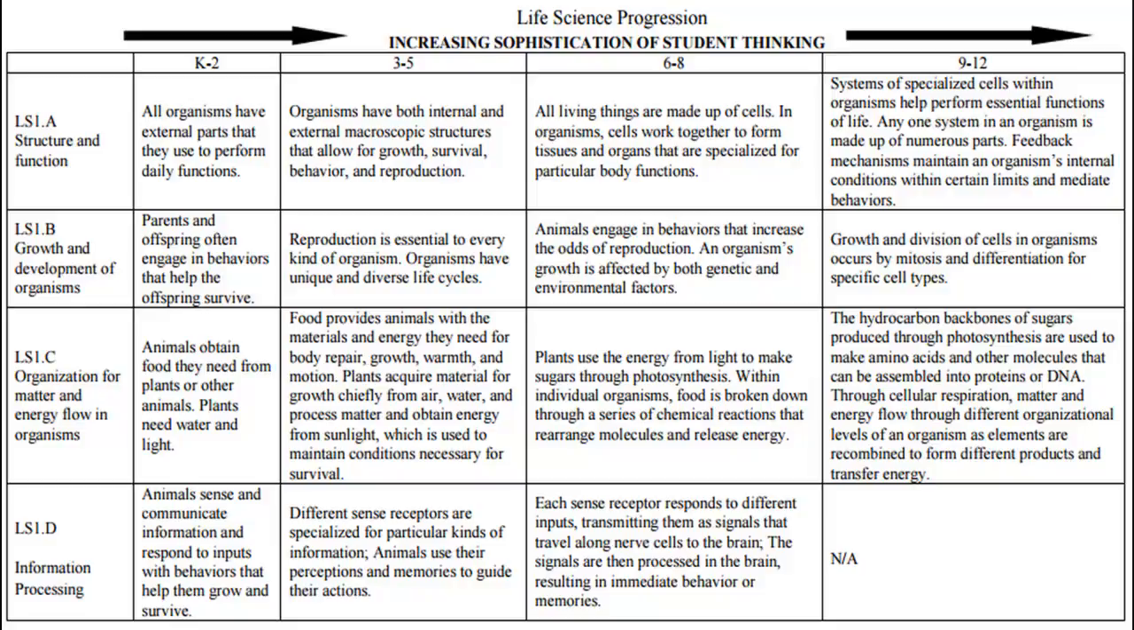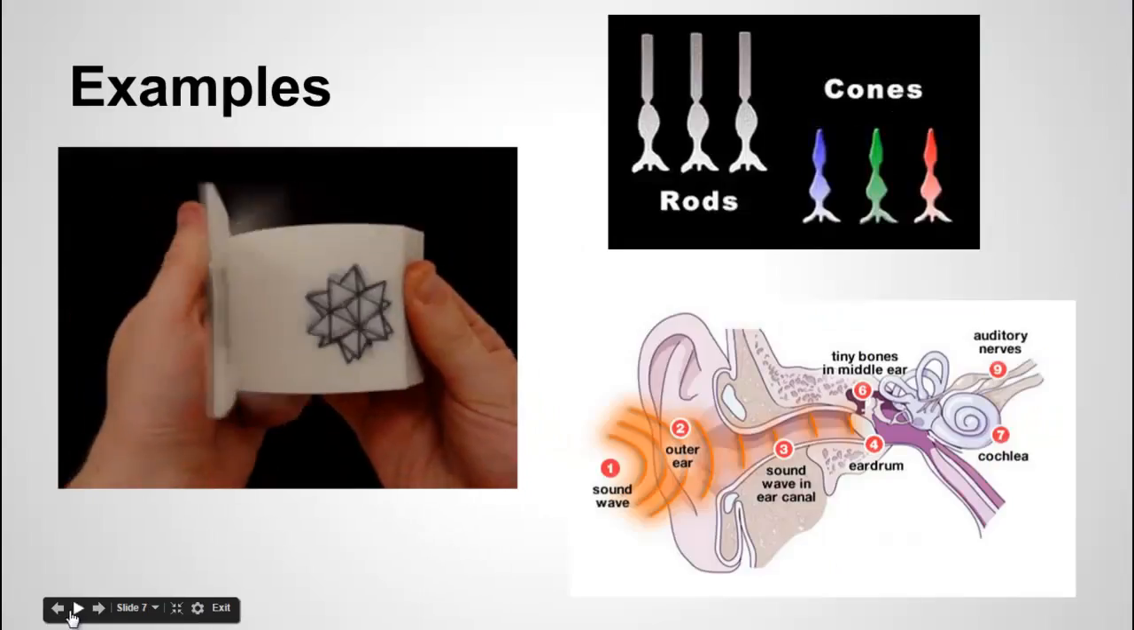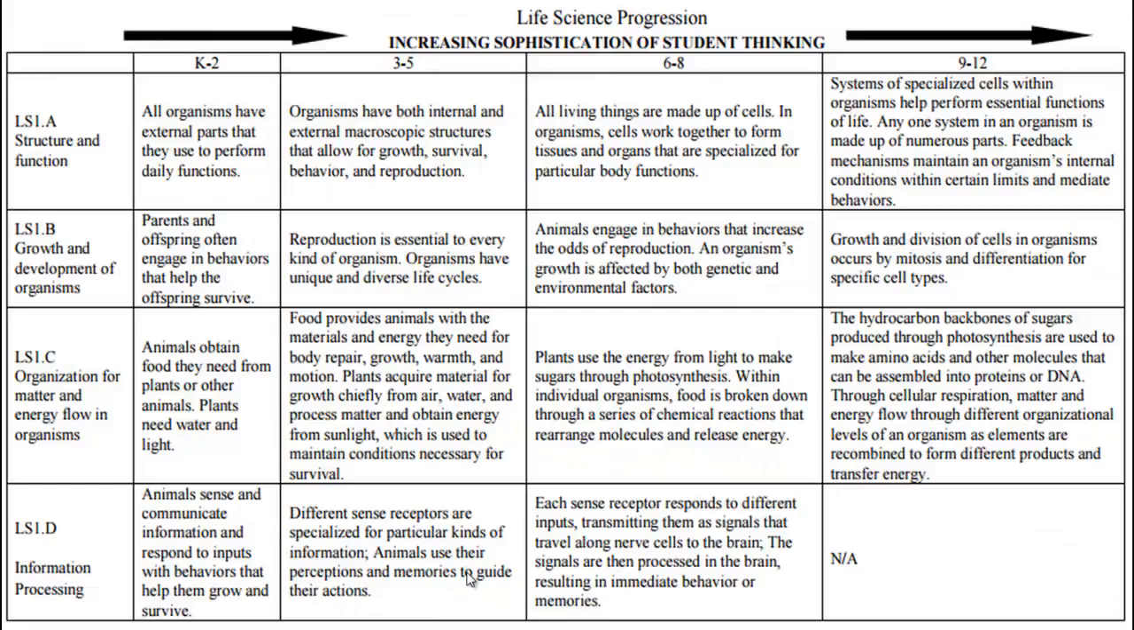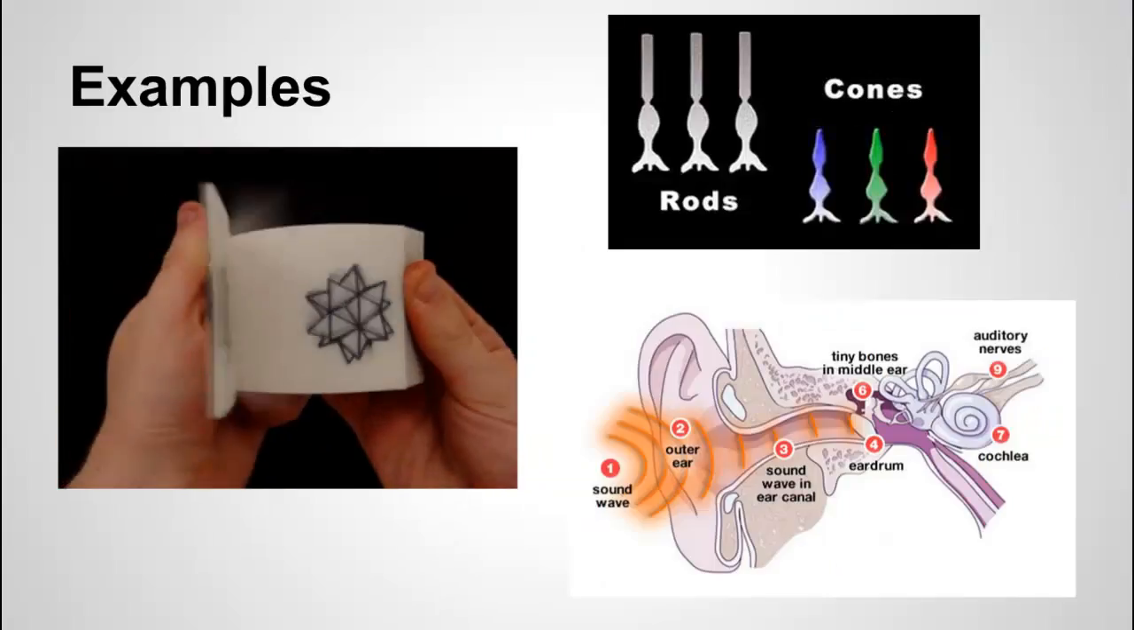So this would be one example of specialized receptors, which we have right down here, which signal information to my brain, and then my brain uses that information combined with my previous memories to decide how to react to that. So that would be one example of an application of this particular standard. And there are many others. Let me give you a few other examples.